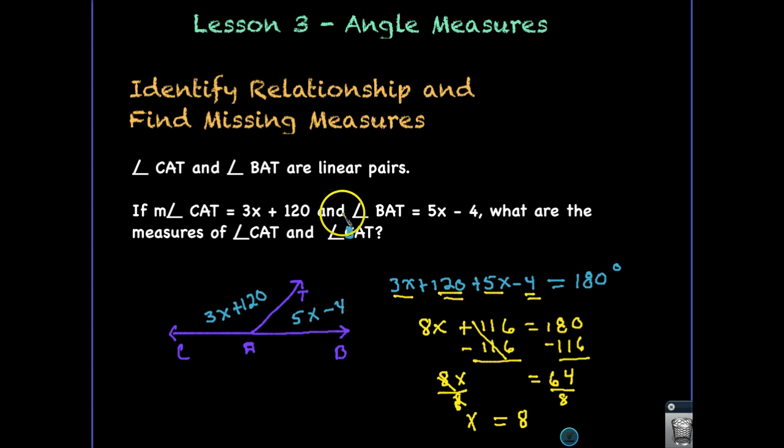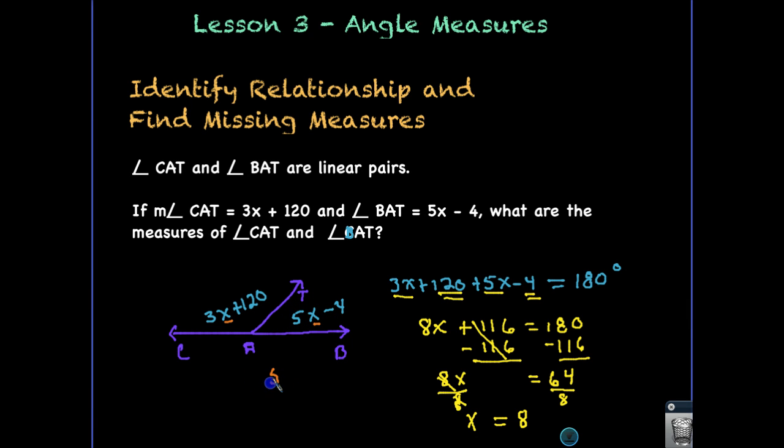So have I solved this problem? Have I answered the question, what are the measures of angle CAT and BAT? Not quite yet. I figured out what x is, but I haven't actually answered the question yet. So I need to take my 8, and I need to plug it in here in place of x. And then I'll know what these angles are. And I really only need to do it in one, because I know the other one will add up to be 180. So I'm going to go ahead and try this one here.